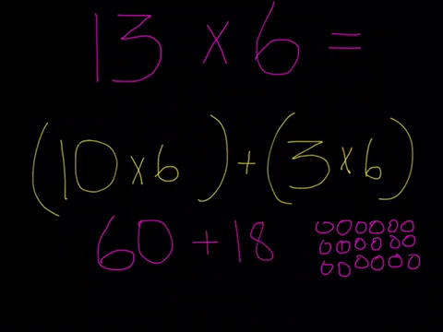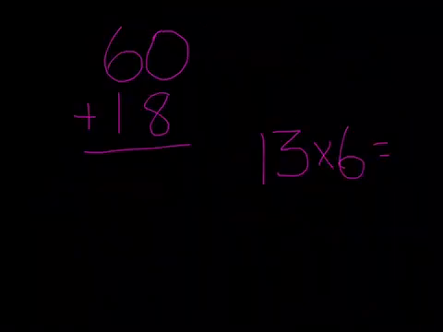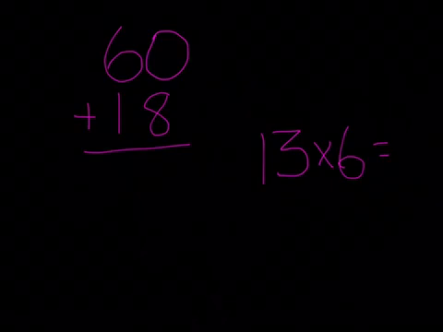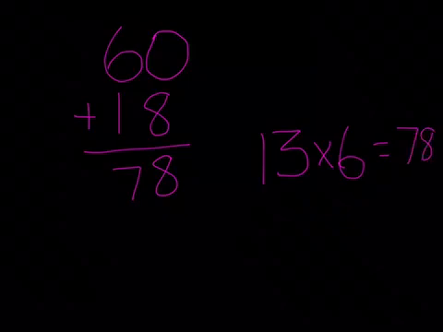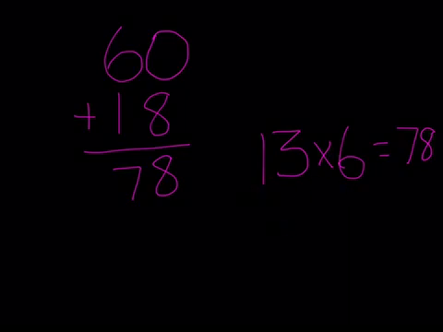And we're going to add these together. When I add 60 and 18, I come up with the answer of 78. And this is the answer to 13 times 6. So it's a simpler way to take our large equation, break it down to come up with our product.